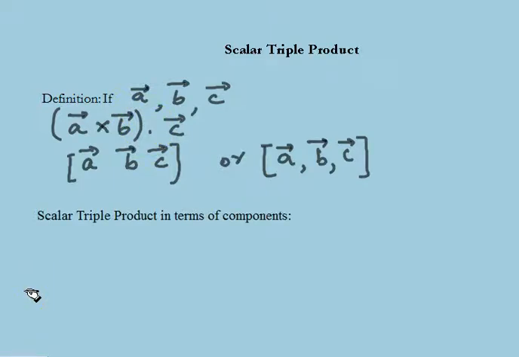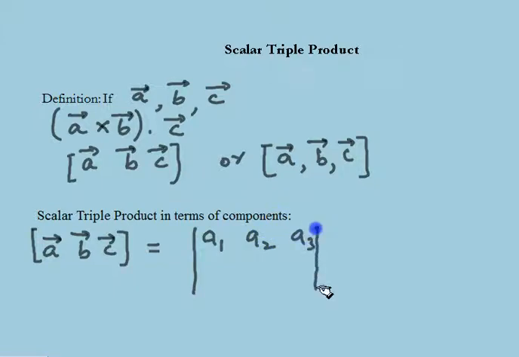Next we are going to express the scalar triple product of three given vectors in terms of its components. We can write the scalar triple product of three vectors, denoted [A B C], as the determinant whose first row consists of the elements of vector A, that is A1, A2, A3. The second row consists of the elements of vector B, B1, B2, B3, and the third row consists of the elements of vector C, which are C1, C2 and C3. Thus we can find the value of the scalar triple product in terms of its components by the use of this determinant.